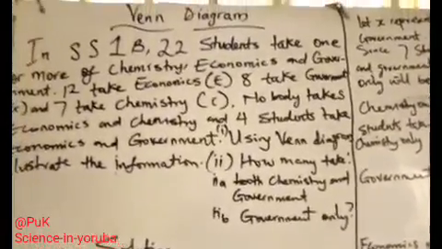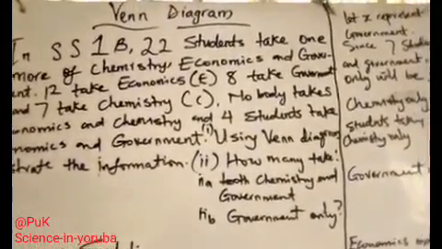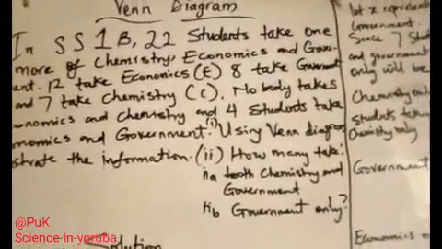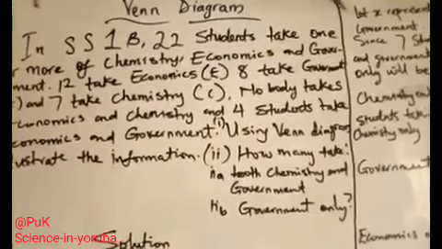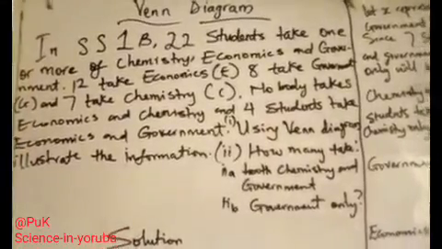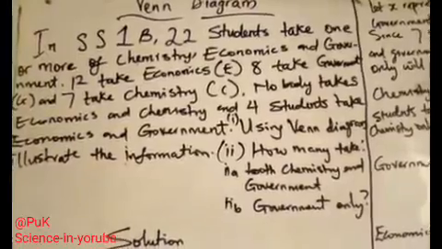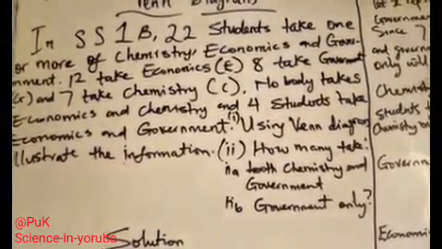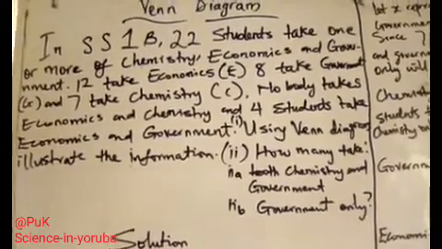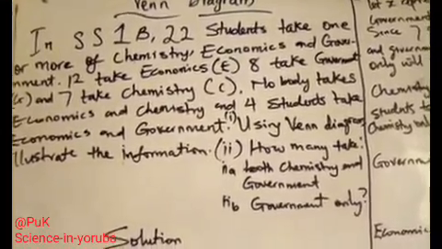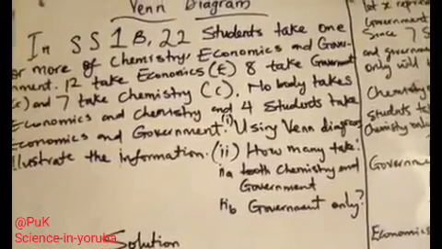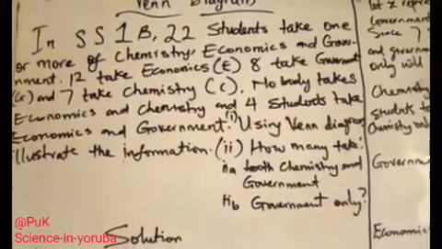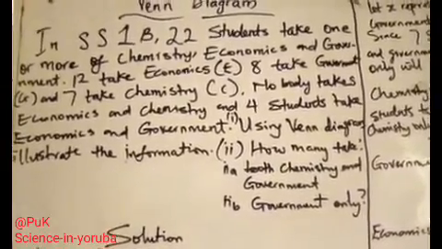So let's go quickly. In SS1B, 22 students take one or more of chemistry, economics, government. 12 take economics, 8 take government, 7 take chemistry, nobody takes economics and chemistry. 4 students take economics and government. Using a Venn diagram, illustrate the information.